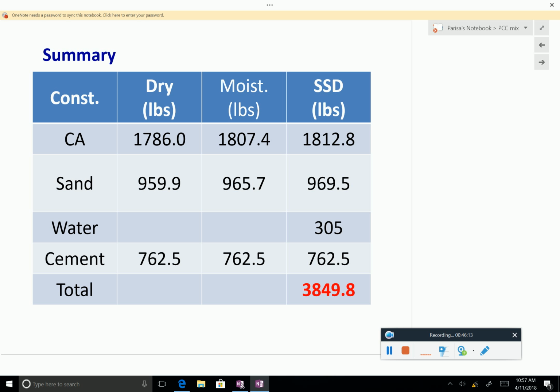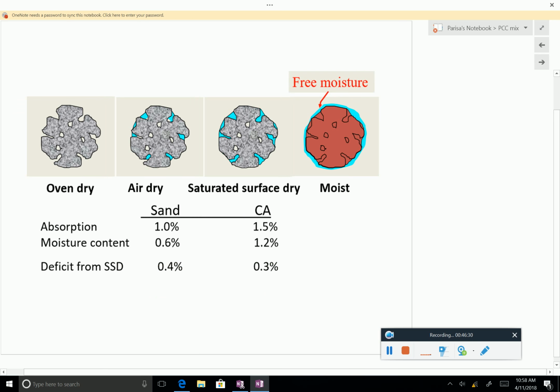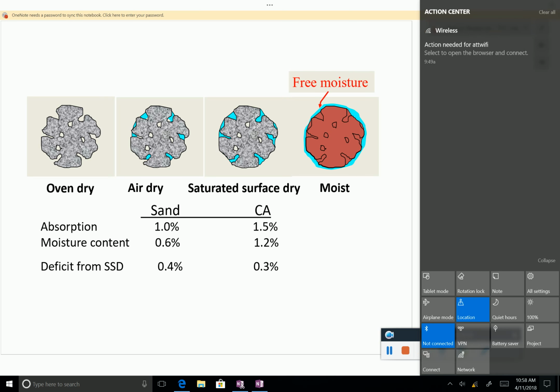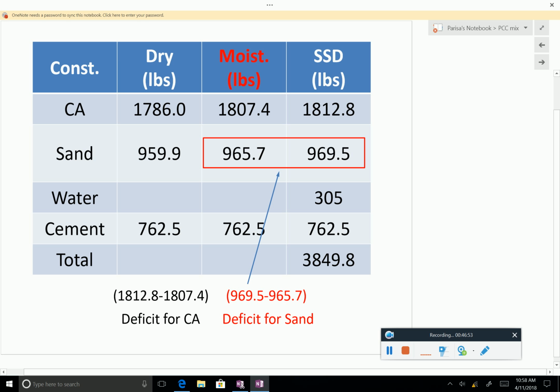So it's kind of easy right now to do it. But we need to do this, so you need to fill up this table. You will see in the exam also there is a table like that, you need to fill it up. So it looks just like this. Now in moist condition, this is kind of a review of what it is, and here are the moisture and absorption for this problem that we have. So if you look at the difference between SSD and moist weight for coarse aggregate, that's the deficit. In this case, we have deficit for coarse aggregate, you have deficit for sand.